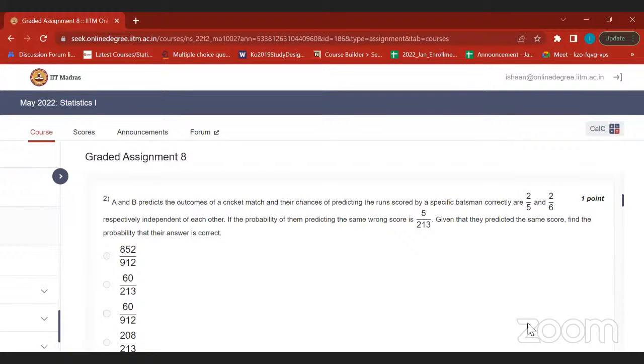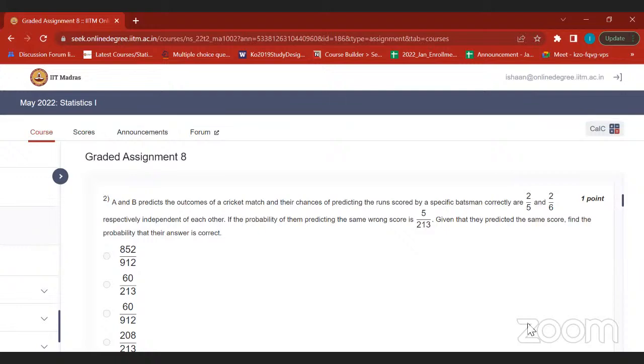And in the denominator, I'll have 2 by 5 into 2 by 6 plus 5 by 213. Because I'm adding the two cases: in both the cases the score is the same, but in one case it is right and in the other case it is wrong. So I'm adding the two cases, that is 2 by 5 into 2 by 6 plus 5 by 213. That is how I did this question, but I got it wrong.